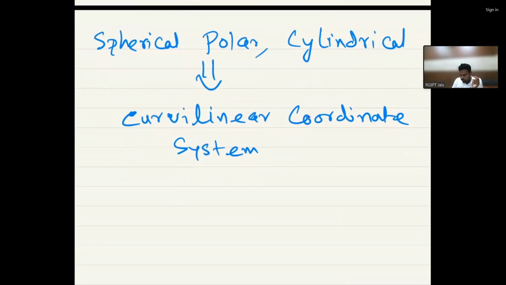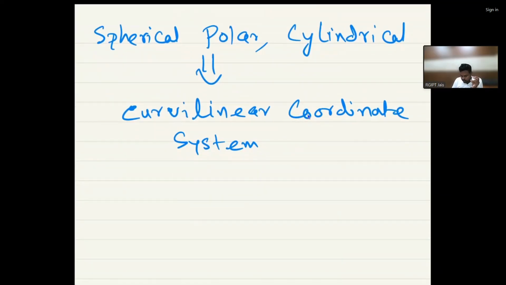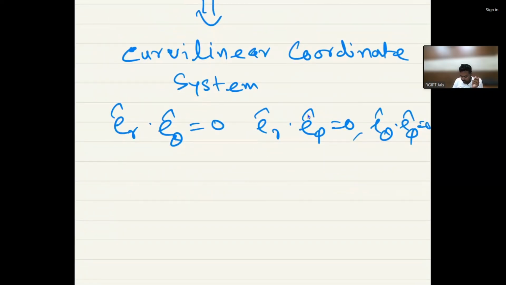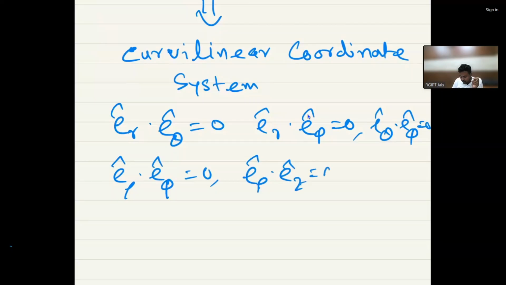And also we told you that the unit vectors are perpendicular. For example, e_r cap dot e_theta cap is 0, or e_r cap dot e_phi cap is 0, or e_theta cap dot e_phi cap is also 0 in spherical polar coordinates. Also in the cylindrical system, e_rho cap dot e_phi cap is 0, e_rho cap dot e_z cap is 0, and e_phi cap dot e_z cap is 0. That means these are orthogonal.